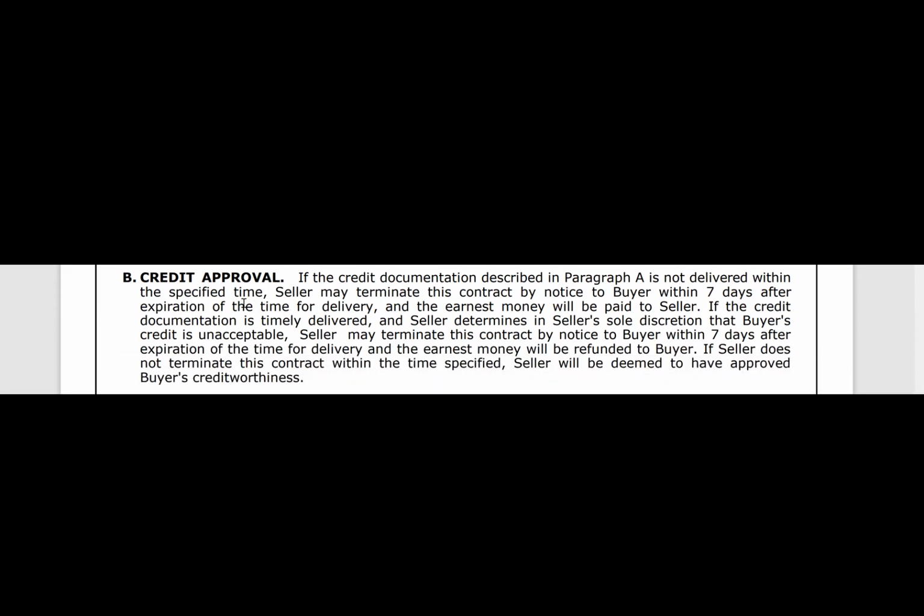Paragraph B, credit approval. If the credit documentation described in paragraph A is not delivered within the specified time, seller may terminate this contract by notice to buyer within 7 days after expiration of the time of delivery, and the earnest money will be paid to seller. And if the credit documentation is timely delivered and the seller determines in seller's sole discretion that buyer's credit is unacceptable, then seller may terminate this contract by notice to buyer within 7 days after expiration of the time for delivery, and the earnest money would be refunded to buyer. And if seller does not terminate this contract within the time specified, seller would be deemed to have approved buyer's credit worthiness.